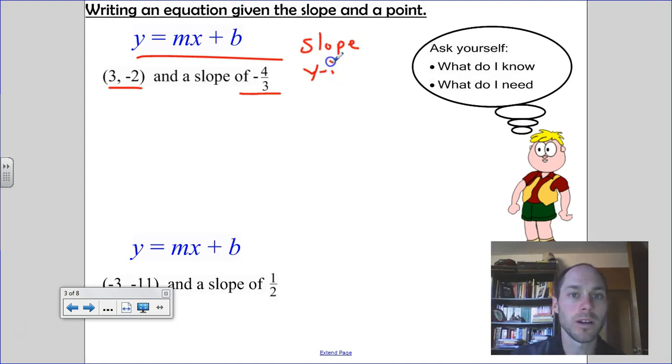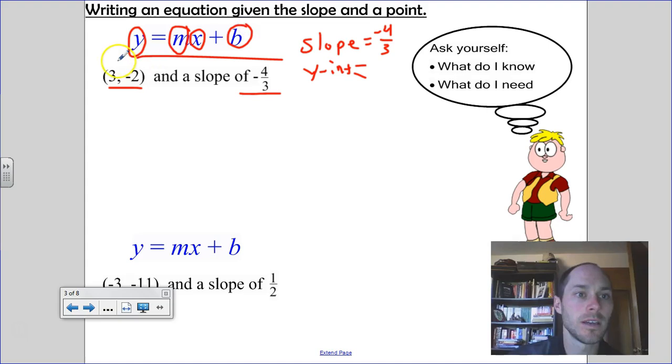Well, we already said we know the slope. The slope is negative 4/3. Now, how are we going to find the y-intercept? Well, we can do some algebra to figure that out. So, let's take our equation, y equals mx plus b, and let's take a look at what we know and what we need to find. Well, I know in an ordered pair this is an x and this is a y. And I know this is the m because it's the slope. So I have x, y, and m. I just have to find b.